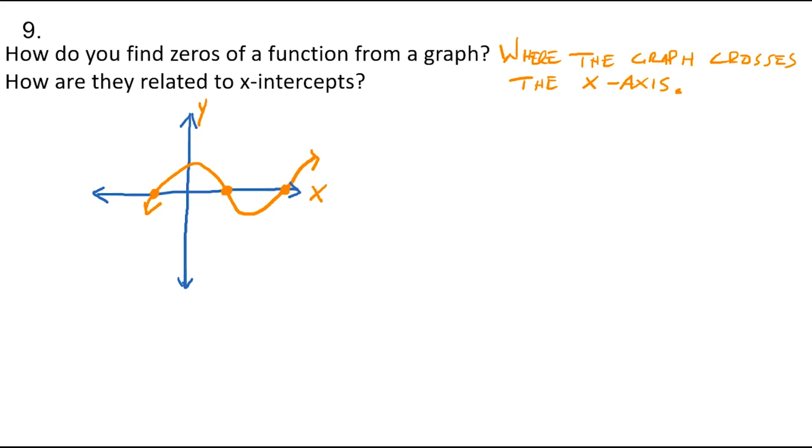Next, how are these zeros of a function related to x-intercepts? Well, again, whenever you have an x-intercept, let's give this some numbers here. So let's call this -2. We'll call this +2, and then we'll call this 4. Well, since these are all x-intercepts, the y values will always be zeros for your x-intercepts.